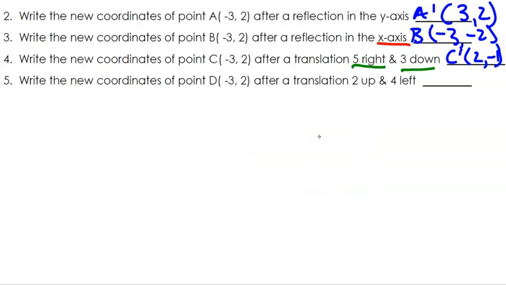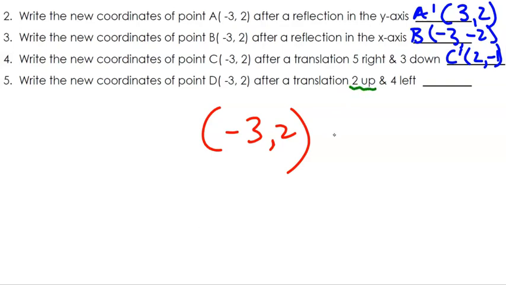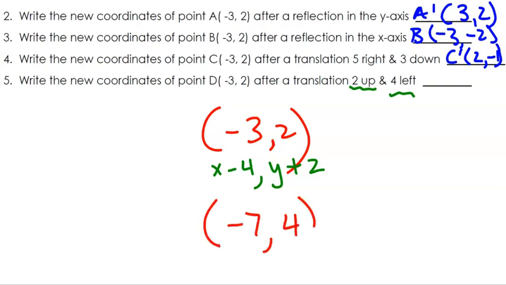And the last question asks us to perform a translation again, but be careful. Even though we're starting with this same point, you have to read carefully the order of the transformations. 2 up is a change to the y-axis, and 4 left is a change to the x-axis. So our new point will be (-7, 4). So D prime will be (-7, 4).